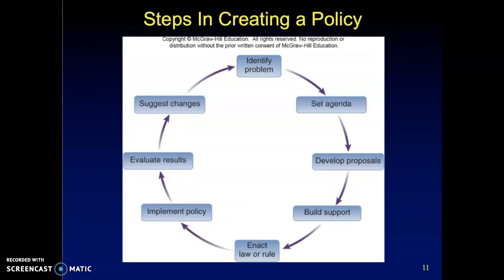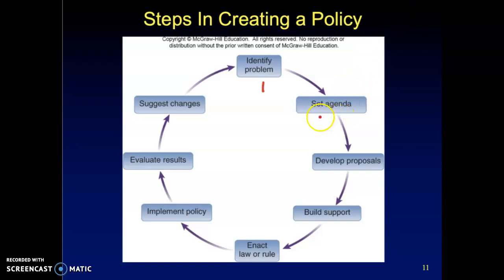So if you move into this direction of environmental studies, environmental policy, you're going to have to know how you create a policy. Well, it's this little circle here. First step is you identify a problem. You go, okay, is there a problem? Is there pollution? Is there, this species is almost extinct? I can't find any more of these fish in the lake or whatever.